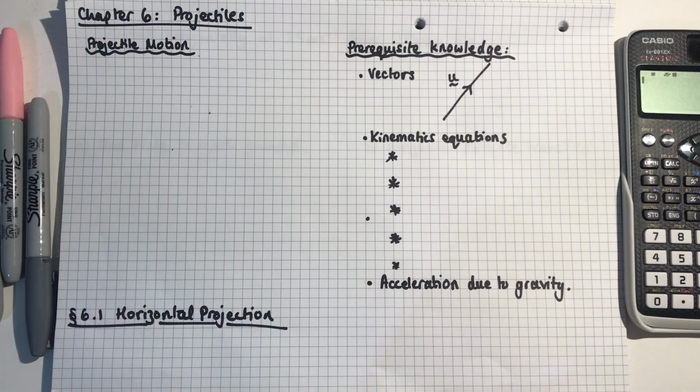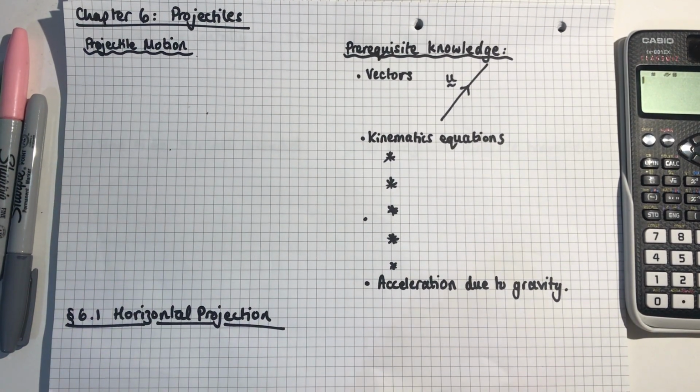So, chapter 6, probably my favourite chapter in the whole of this book. We're going to be looking at projectiles and projectile motion. Now, projectile motion is what we call motion of something falling through the air.